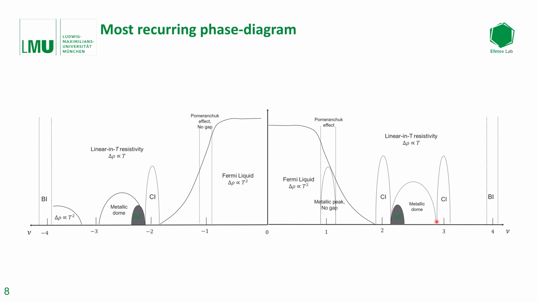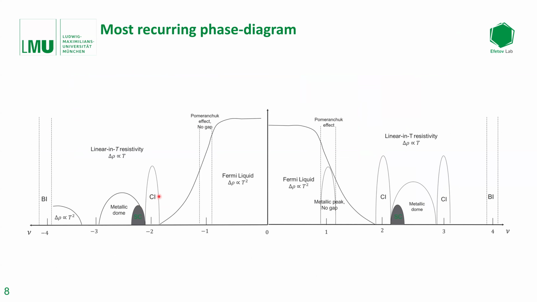And then a new feature, which I'll discuss in a second, is that on the hole filling side of -2, but also on +2, on the electron filling side, there are really large metallic dome regions, which are in most cases just metallic. And then this metallic region turns superconducting in most cases just for a portion of this region, mostly close to the filling factor -2.